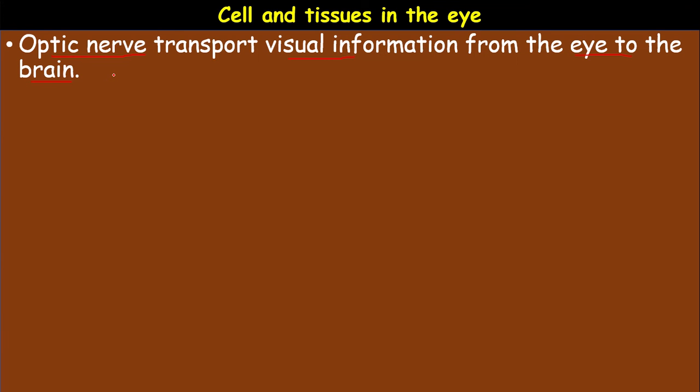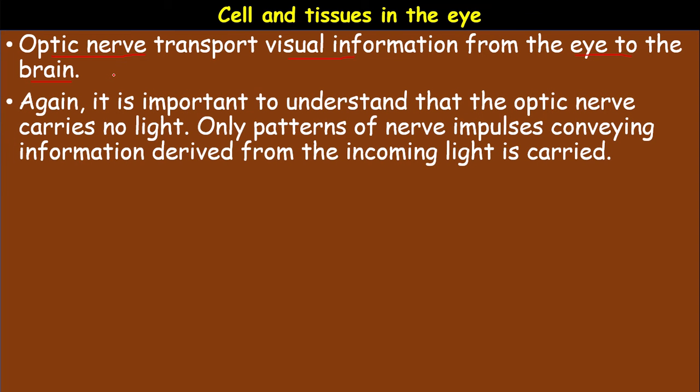So, actually we are seeing with our brain, not with the eyes, because the response is generated in the brain. So, it is important to understand that the optic nerve carries no light, only patterns of nerve impulses conveying information derived from the incoming light. Light as it is is not carried to the brain. The light is converted into the nerve impulses. Those impulses contain the information derived from the incoming light. This is passed to the brain.